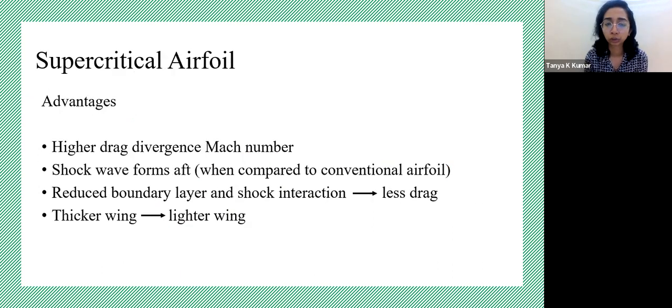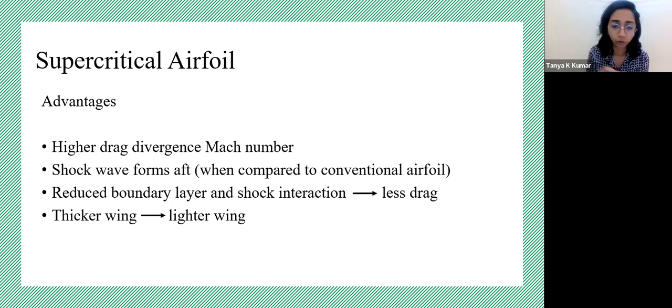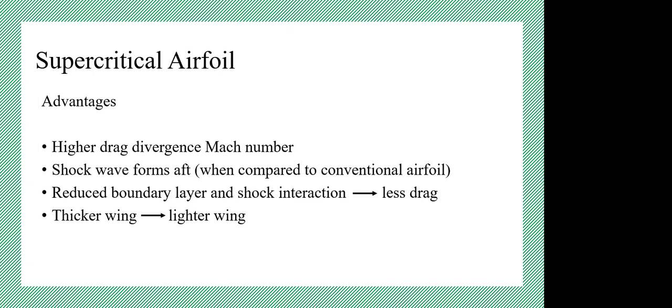Next, we have something known as supercritical airfoil. Again, this is discussed in the lectures. The advantage I've summed up here is that it increases the drag divergence Mach number. What is the benefit of increasing the drag divergence? What is the drag divergence Mach number? It is the Mach number at which the value of drag increases exponentially. Yes, so the slope is really high, right? Yes, ma'am. That is the value.